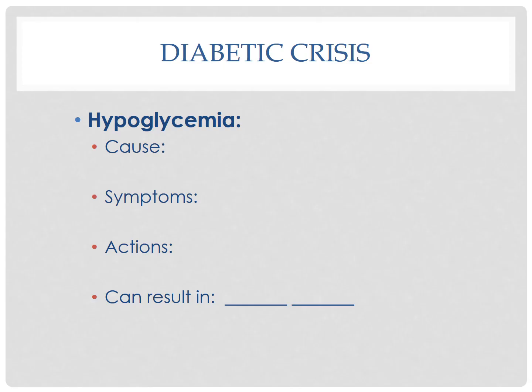Let's talk about diabetic crises. Now, hypoglycemia could involve a patient who's diabetic or may not be. The cause is an excess of insulin. The symptoms for this individual would be intense hunger, weakness and shakiness, and they may sweat excessively. They also may become confused and irritable, sometimes to the point of aggression and mild hostility. The action for this patient is a quick form of carbohydrate.